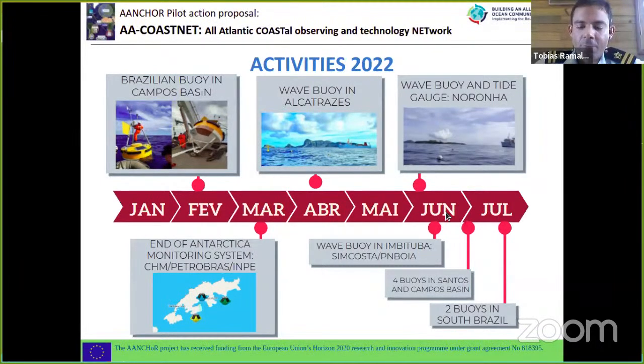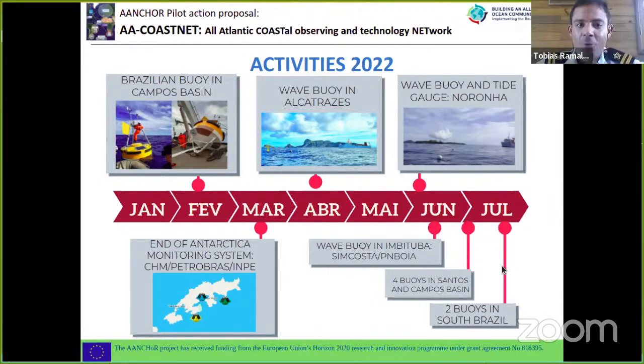And for this month and the next month, we are planning to deploy a buoy in Imbituba. So we are talking with Sincosta to deploy a buoy together in Imbituba. We also want to deploy four buoys in the Santos and Campos Basin and two buoys in South Brazil. So I think we have a lot of work for the next 2 months.